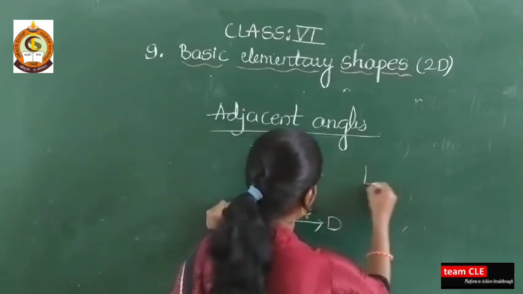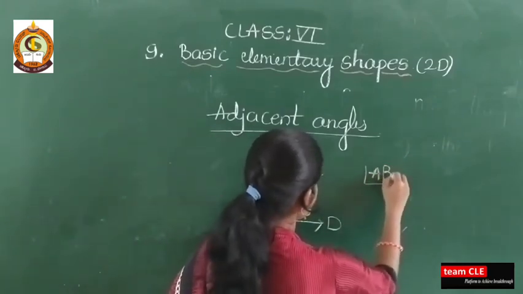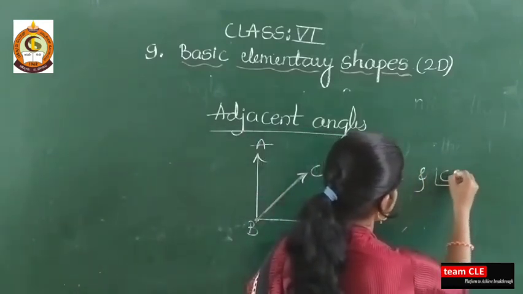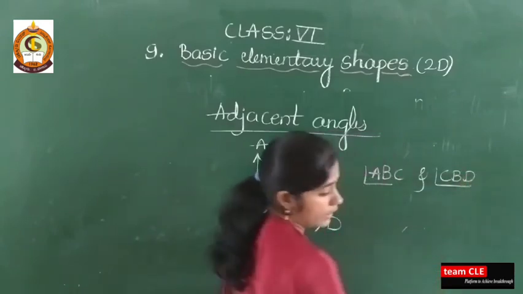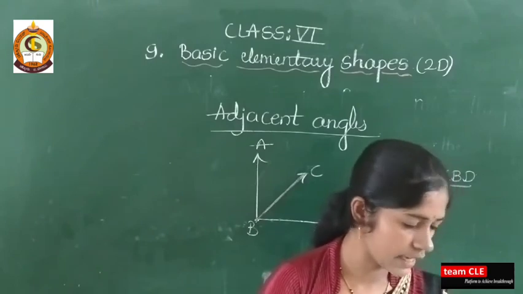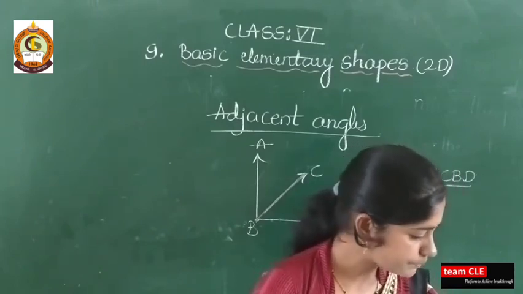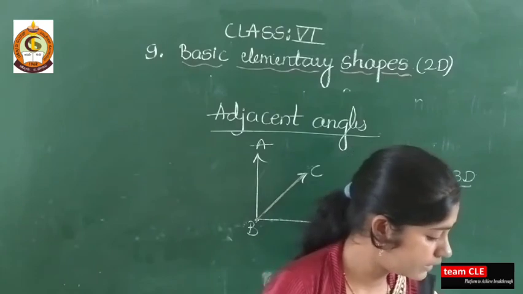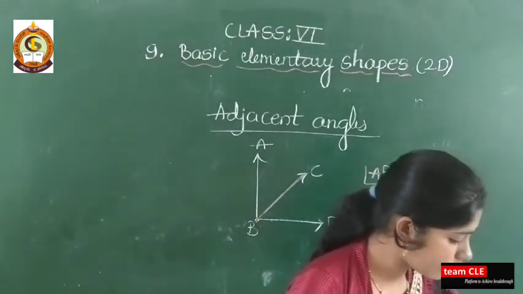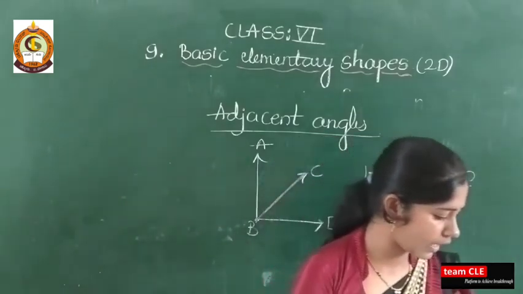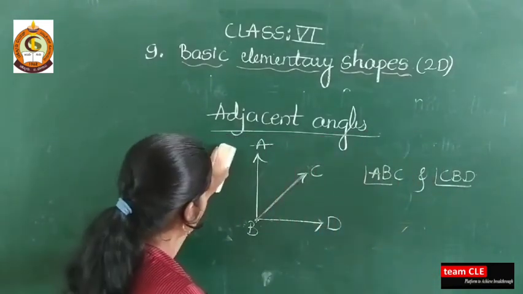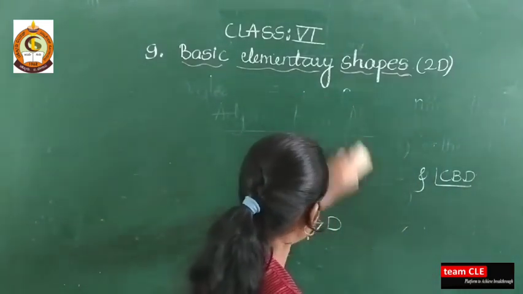So angle ABC and angle CBD are adjacent angles. I hope you understood this. What are these adjacent angles? See here, I will take one example from your exercise 9.3. Name the angles formed in the given figure and also name their vertex and arms. Page number 133.